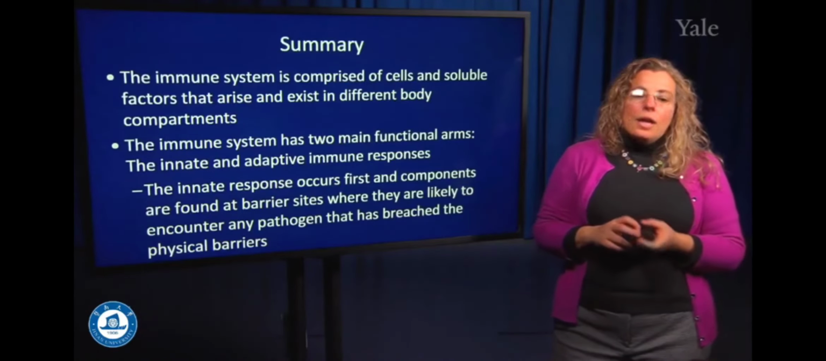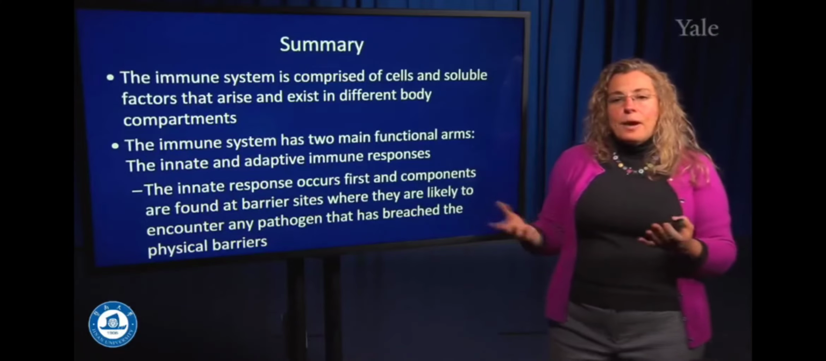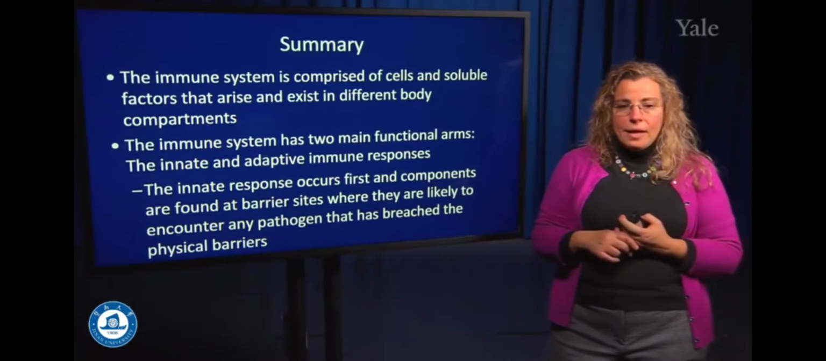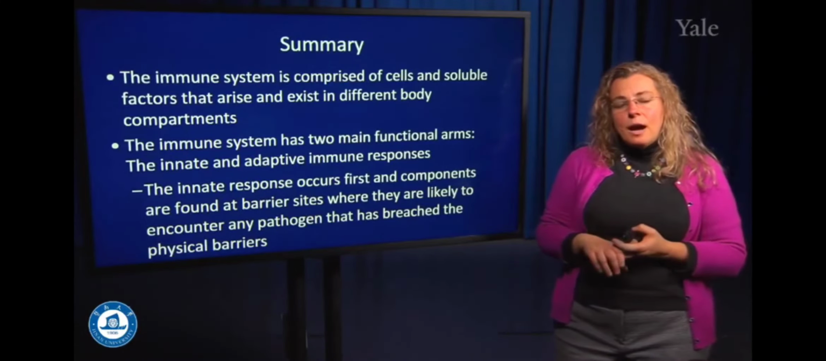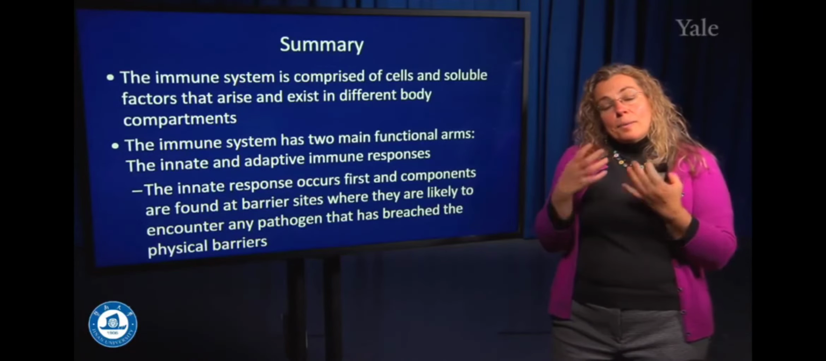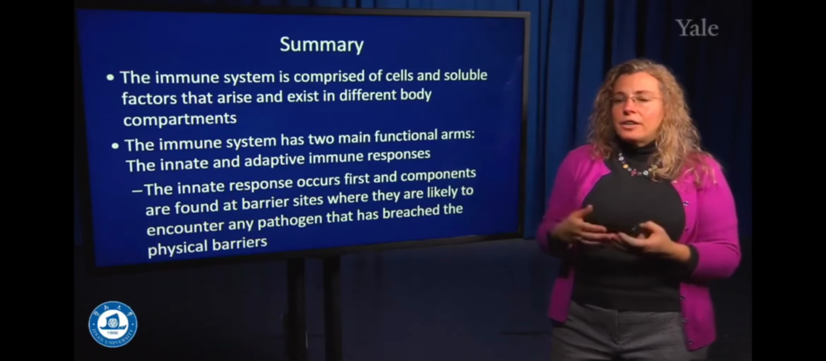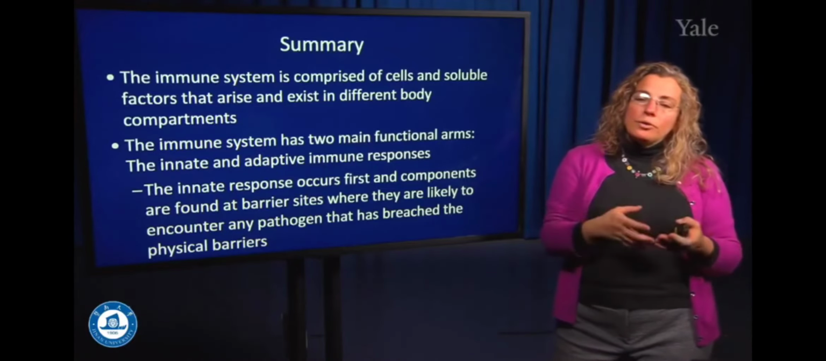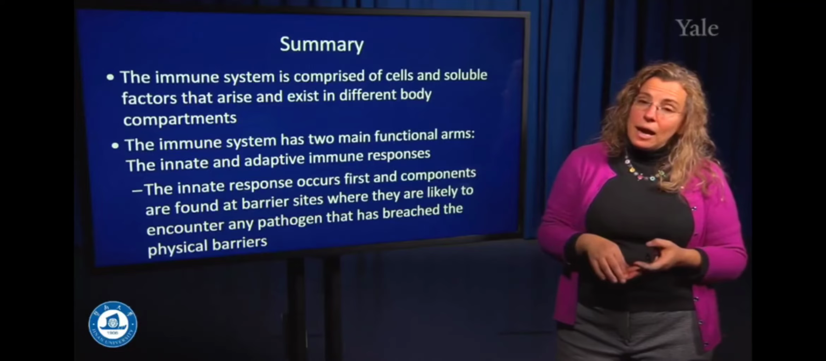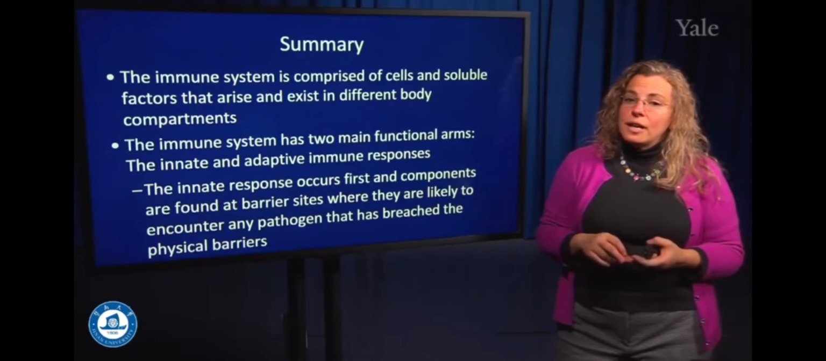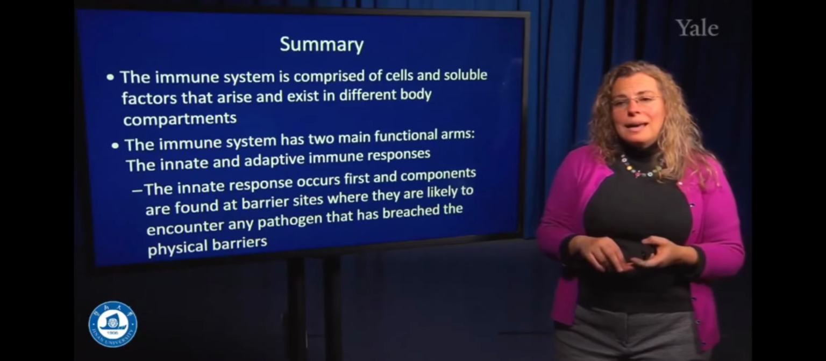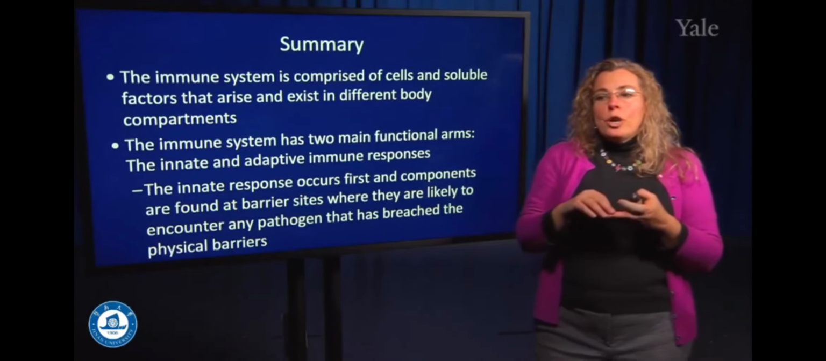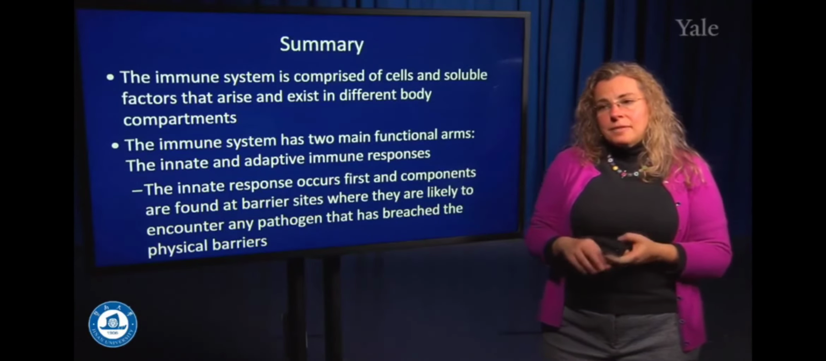So, to summarize what we talked about today, the immune system comprises cells and soluble factors. And remember, those soluble factors mostly come in the form of a chemokine, which tells an immune cell where to go, and a cytokine, which recruits specific types of cells and tells those cells what to do.